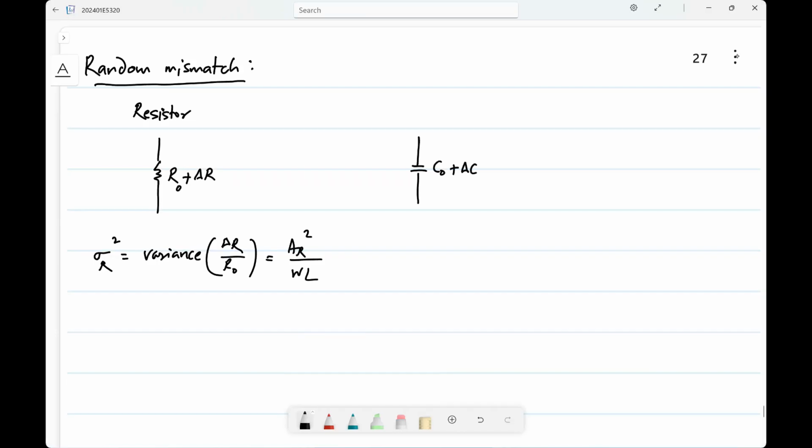Again, for the capacitance, you have C naught plus delta C, and sigma C squared, which is the variance of delta C by C naught, is A_C squared by WL. This is true for every component. I'm only going to show the components that we normally use.